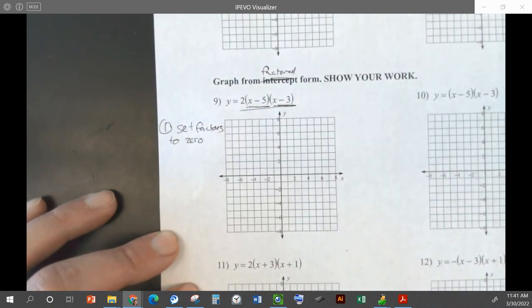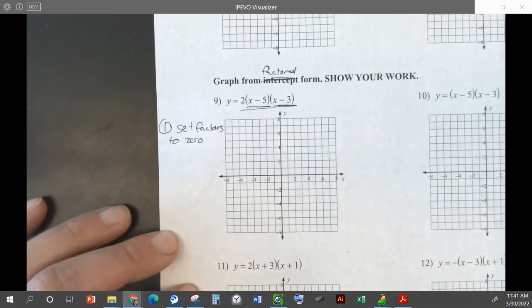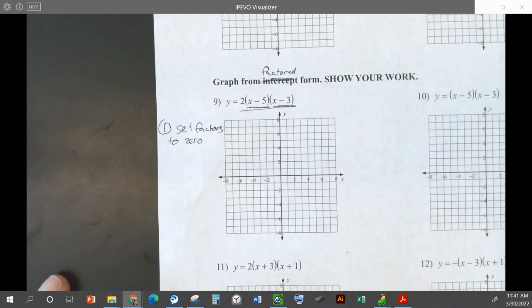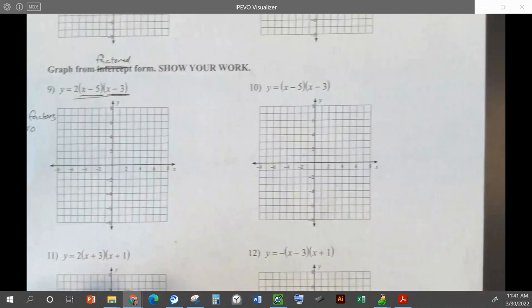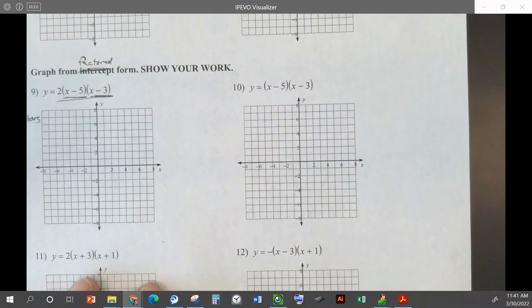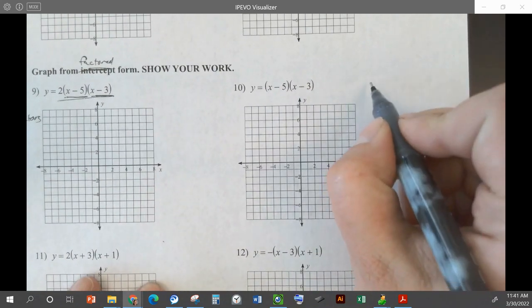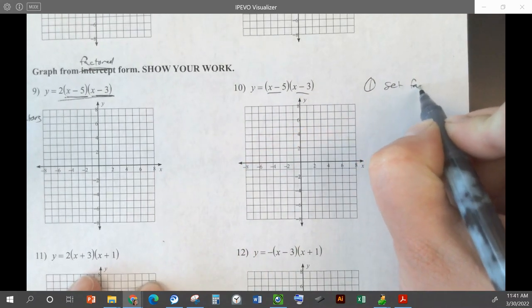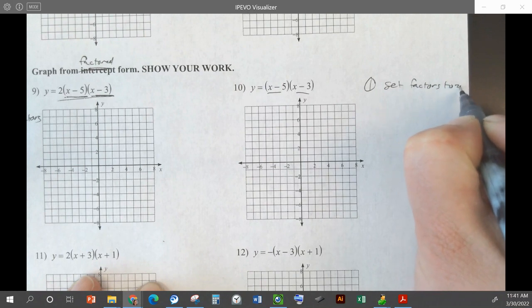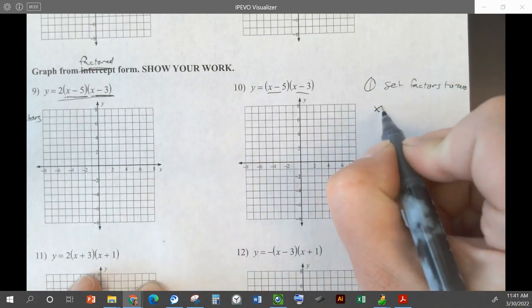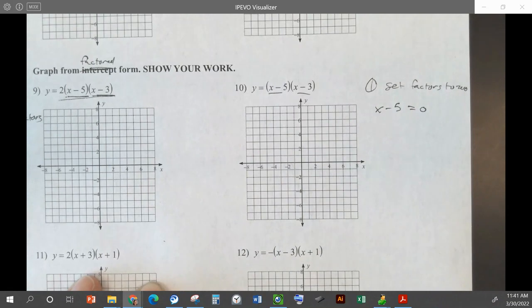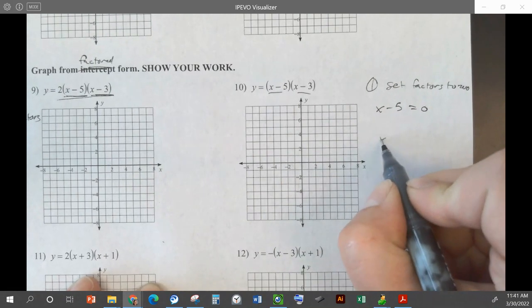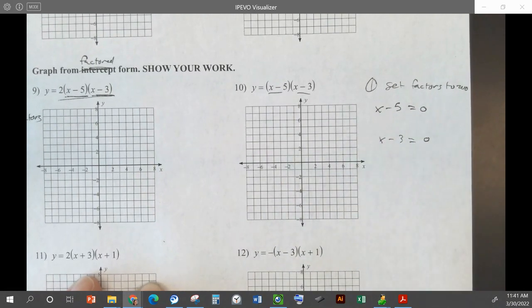Okay, so we don't have to do number 9. Which one do you guys want to do? Look through those. 10? Okay. So here we have 10. So the first thing that we're going to do is set our factors, our parentheses, to 0. So we have x minus 5 is 0. And we're going to set x minus 3 equal to 0. And then we just solve for x.